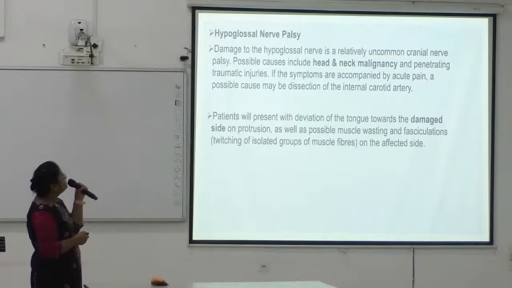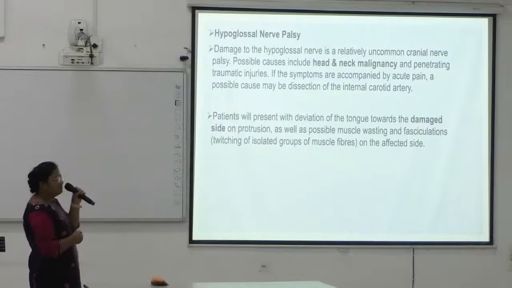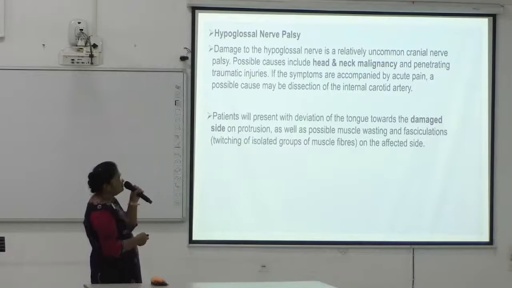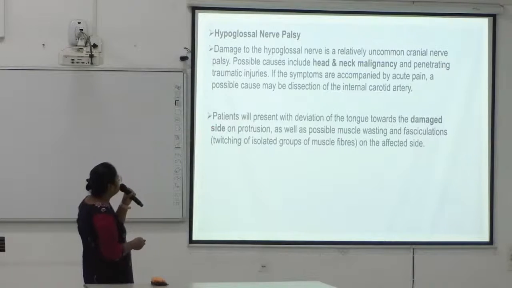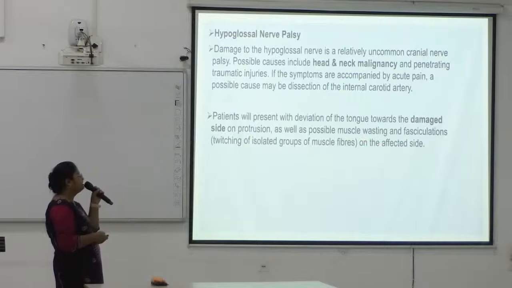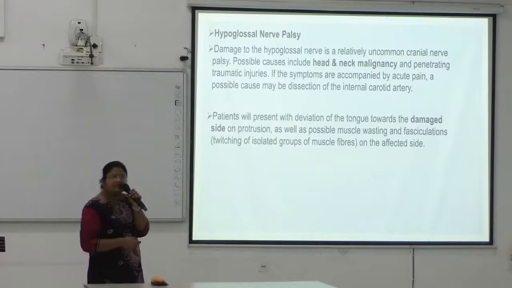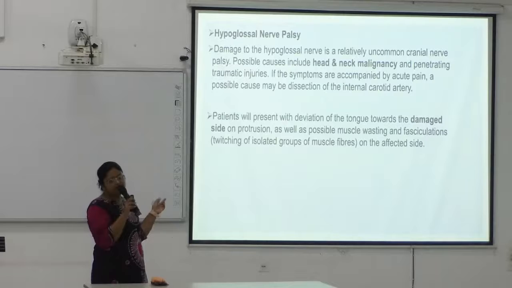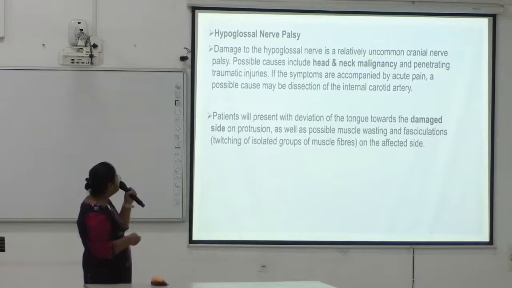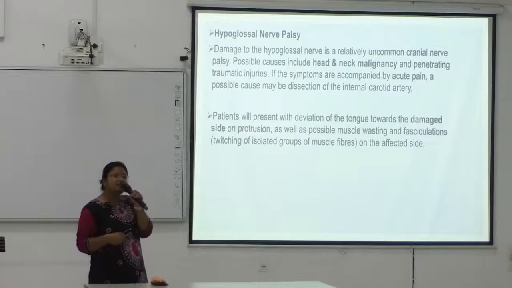The hypoglossal nerve: possible causes of its lesion include malignancy and injuries. Patients will present with wasting of the tongue, that is twitching of an isolated group of muscles on the affected side. The tongue will be wasted if hypoglossal nerve paralysis occurs, and fasciculations will be seen on the affected side.